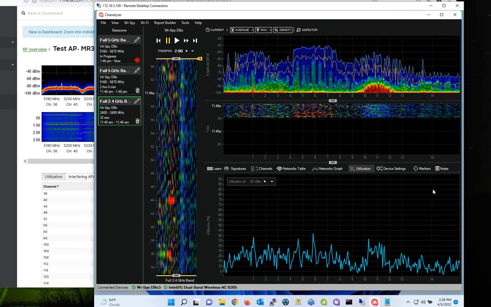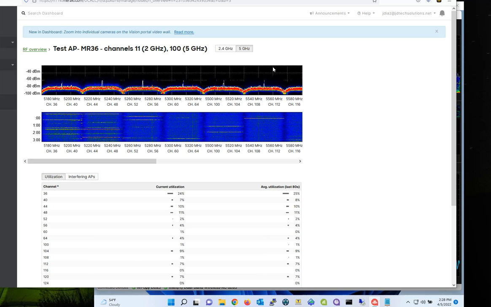In this case, I am using Meraki Channelizer, which is one of the spectrum analyzers that you could use in the market. There are many more out there. And the information that you see here on Channelizer may not necessarily be the exact information that you're going to see here at the access point level.